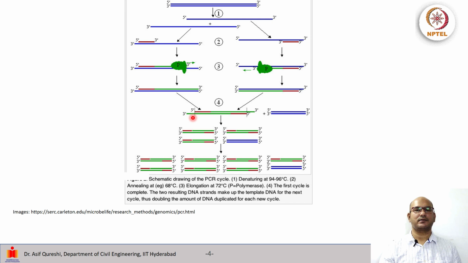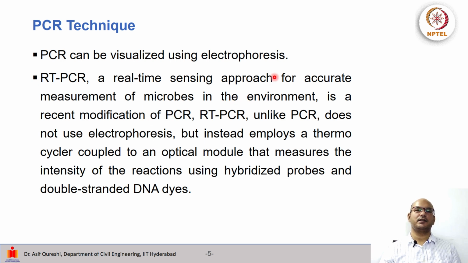Then these two strands will be denatured and they serve as a template for the next cycle. So in each cycle we are increasing the number by a power of 2. From 1 we became 2. Every time the numbers are doubled. So 2 will become 4, 4 will become 8, and so on. And many copies can be made within several tens of cycles. Once this is done, the PCR product can be visualized by electrophoresis.